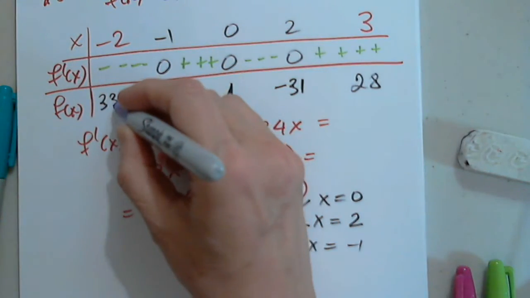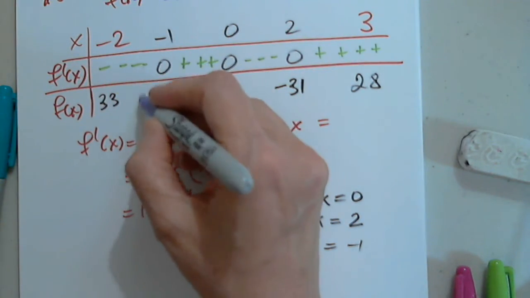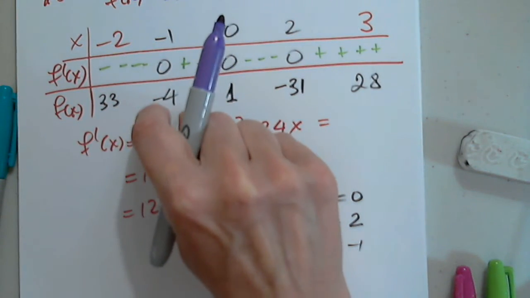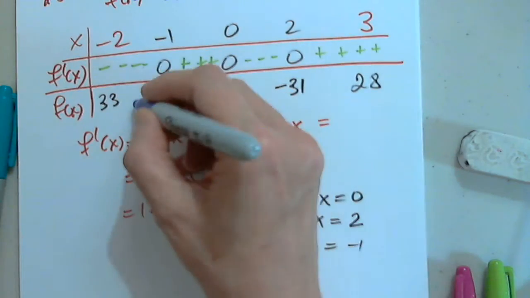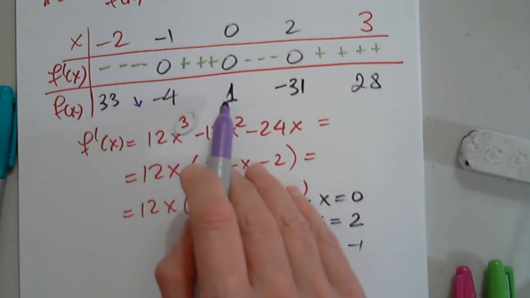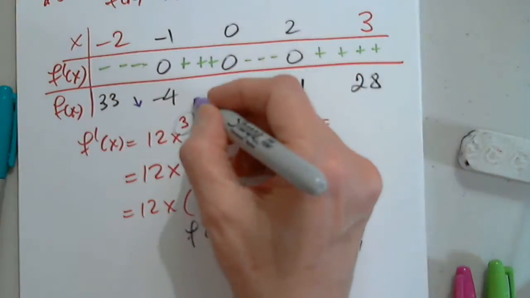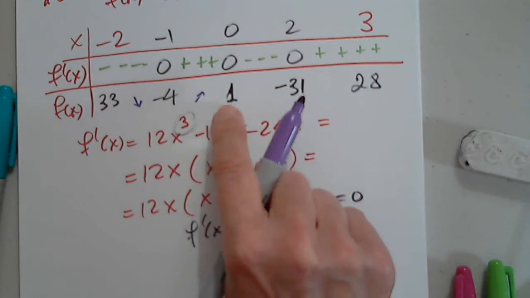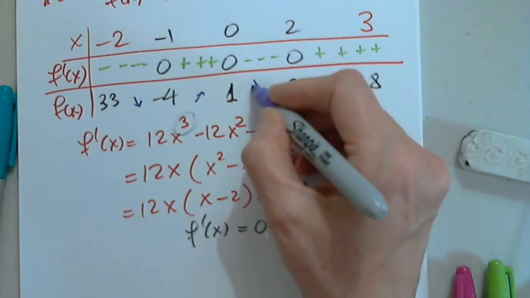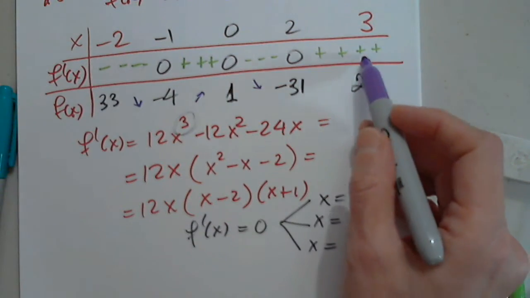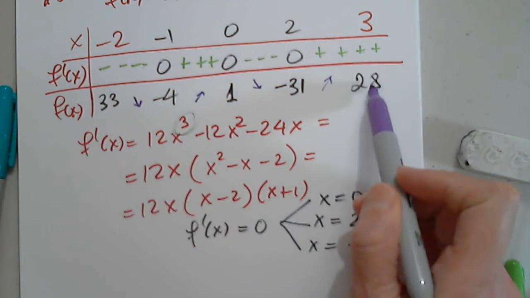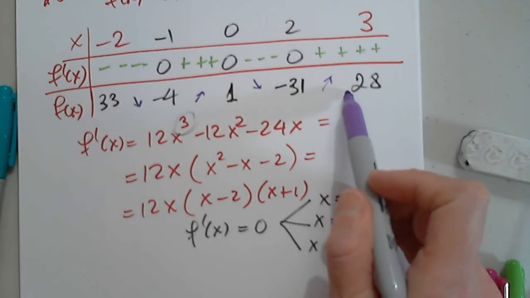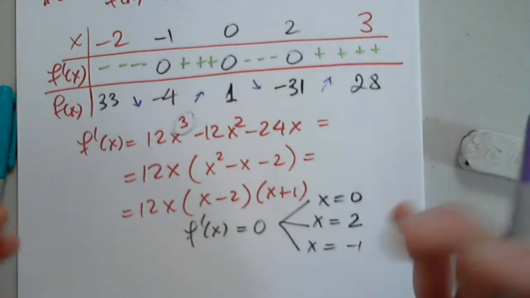Yes. So let's see. From 33 to -4, is that decreasing? Is that supported by the sign of the derivative? Yes. Between -4 and 1? Yes, it's increasing. 1 to -31, yes, indeed, is decreasing. -31 to 28, yes, it's increasing. So these signs and the numerical values that we determine work well together.